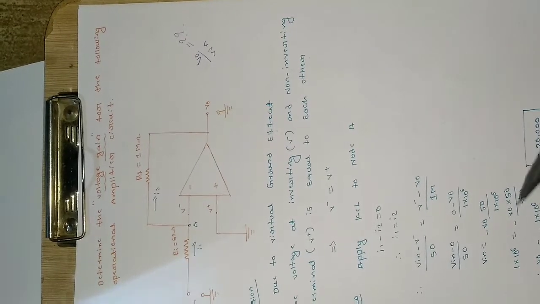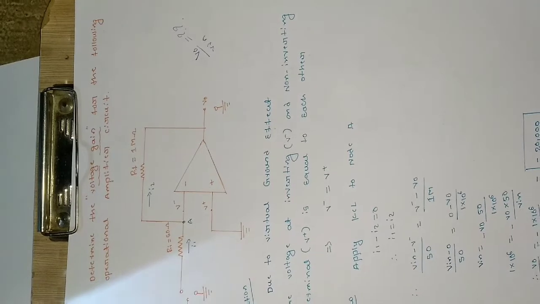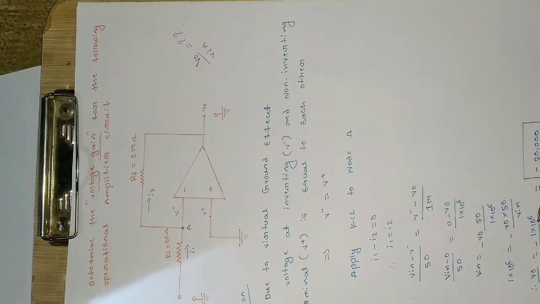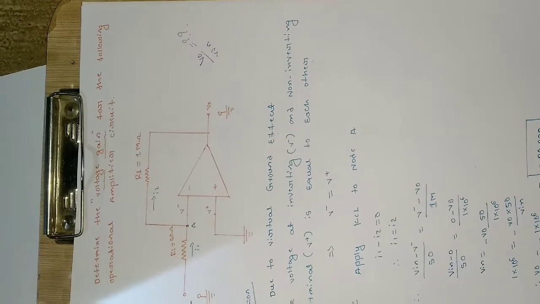So in this term I have V naught and Vin. So just try to take these two terms to one side so that we can get V naught by Vin. When we take them to one side, we will be left with 1 into 10 to the power 6 by 50, which will be equal to 20,000.